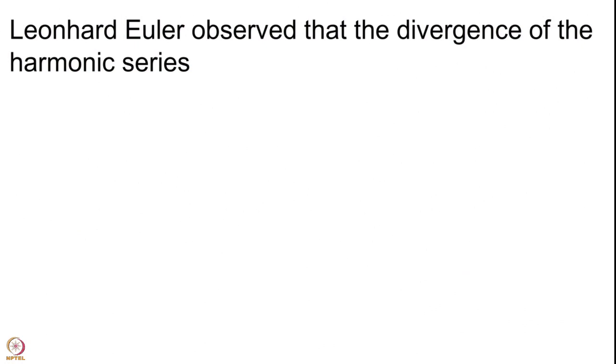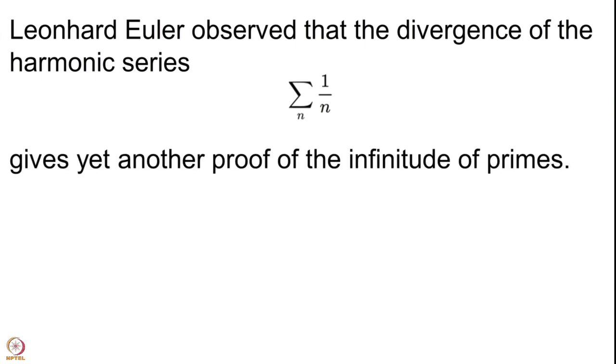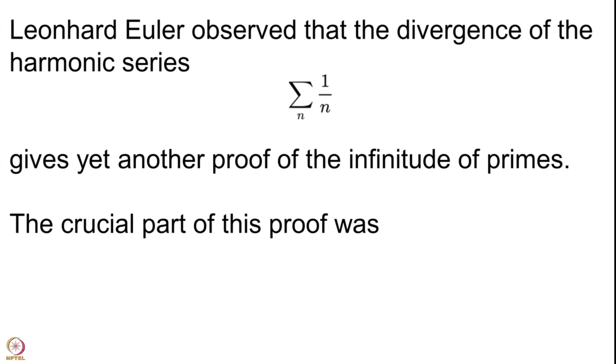He observed that the divergence of the harmonic series gives a proof. What is the harmonic series? The harmonic series is the summation 1 upon n, where n goes from 1 to infinity. One knows that this series diverges. This is a proof in analysis which we use right now. Euler observed that the divergence of this series gives one more proof of the infinitude of primes. So he used one equality, which is a very crucial part of his proof.